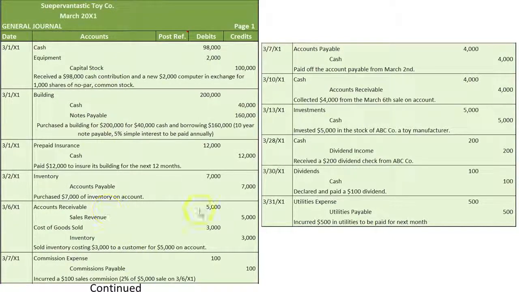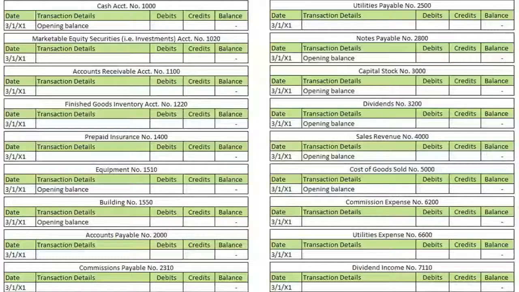These are all the journal entries we recorded in the prior video. If you haven't watched that video, go back and watch it. It's called Analyze Transactions and Record Journal Entries, so I won't take the time to discuss them here.